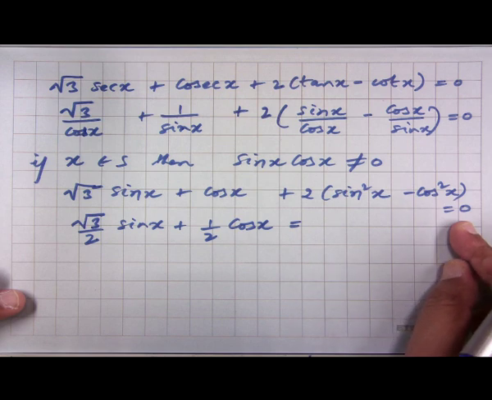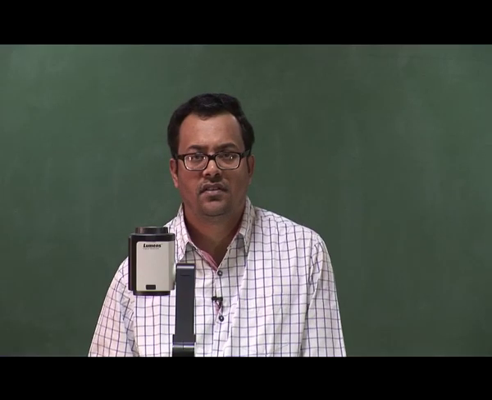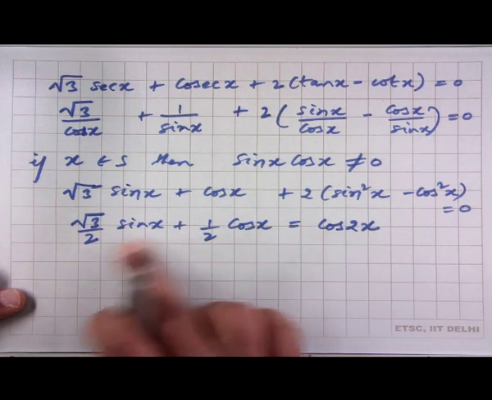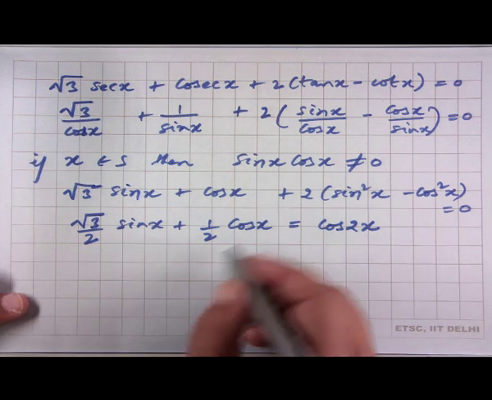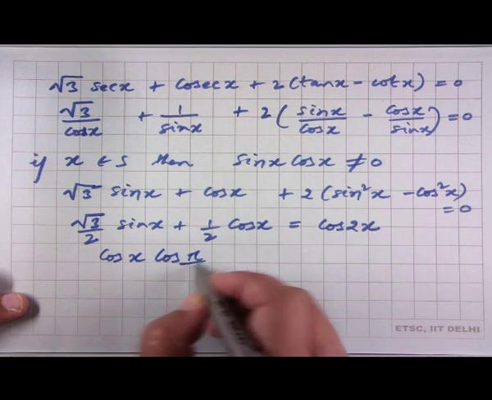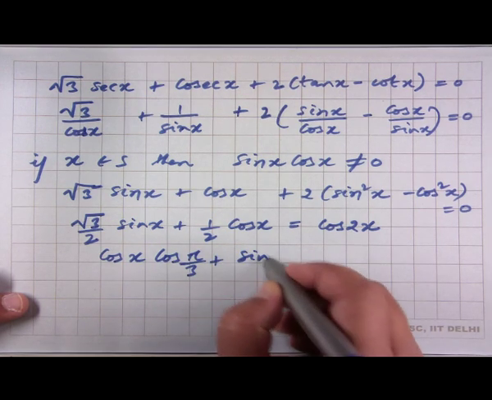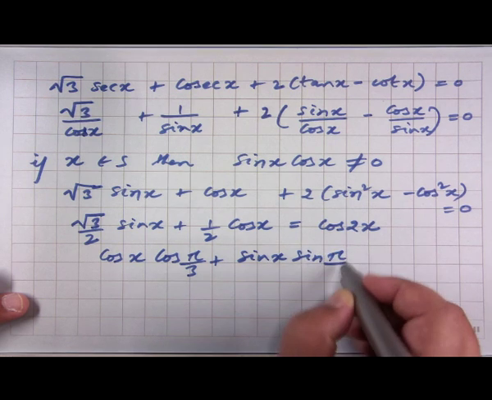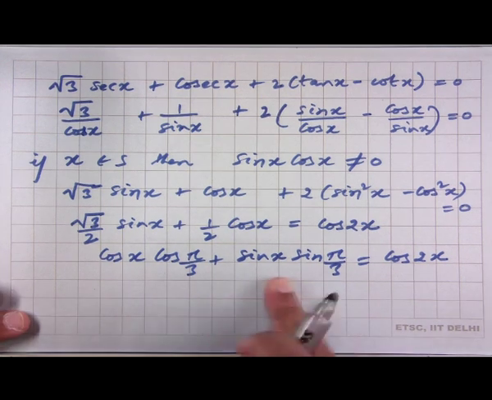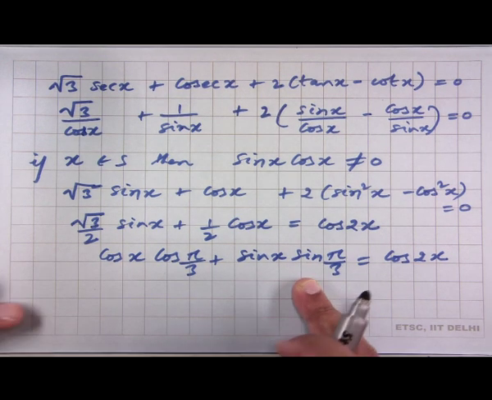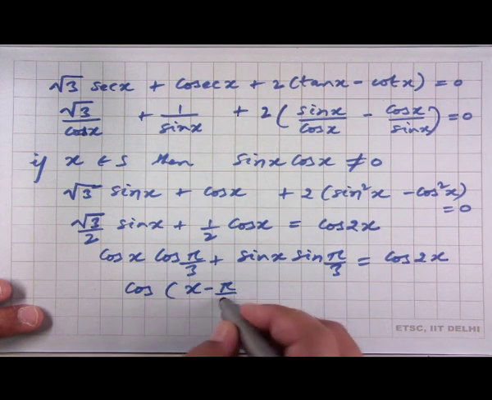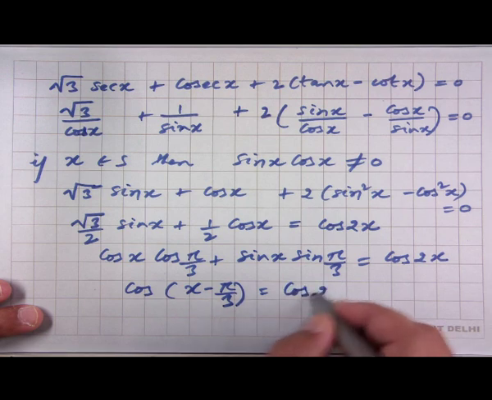and we know that cos square x minus sin square x is cos of 2x, and this appears to be of the form cos a cos b plus sin a sin b. So this we can write as cos x into cos pi by 3 plus sin x into sin pi by 3 equals cos of 2x. But cos a cos b plus sin a sin b is cos (a minus b), and hence what we get is cos of (x minus pi over 3) is equal to cos of 2x.